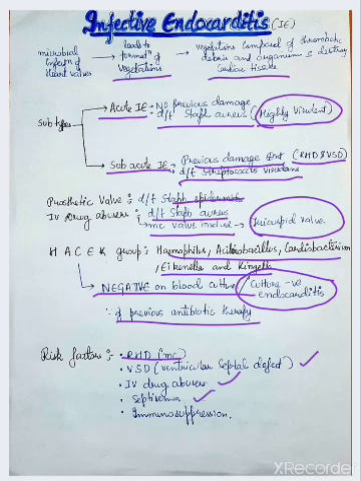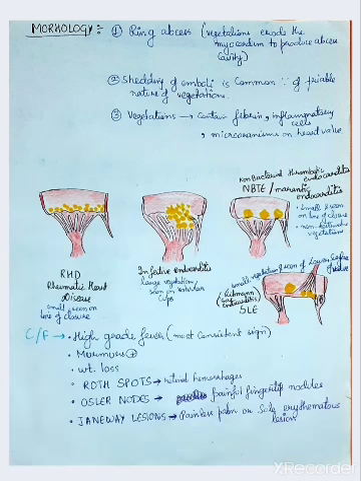Now, the morphology of infective endocarditis: first is ring abscess. Vegetations erode the myocardium to produce an abscess cavity. Second, shedding of emboli is common because of the friable nature of vegetations. Third, the vegetations contain fibrin, inflammatory cells and microorganisms on the heart valves.